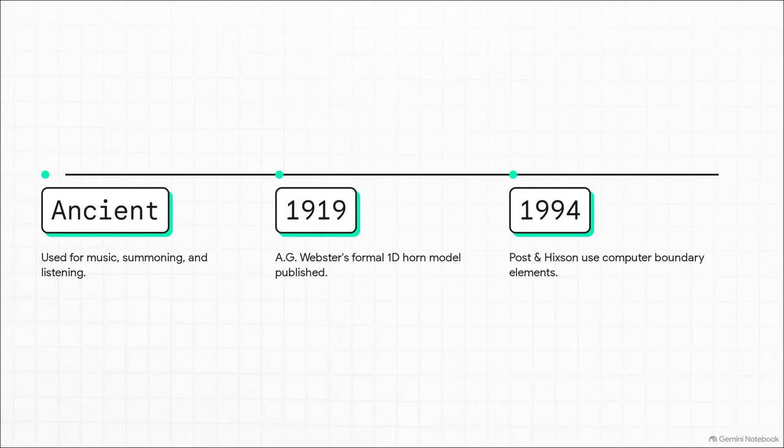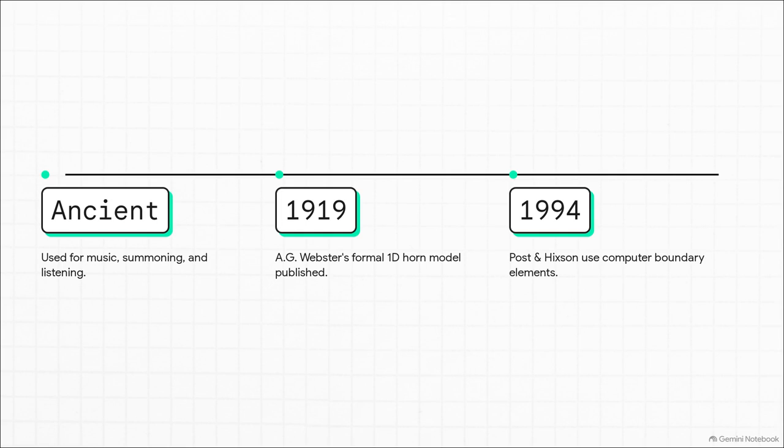So for literally thousands of years, humans have used horns for music, for summoning, and for listening. But horn design was purely trial and error. It wasn't until around the turn of the 20th century, with the invention of audio recording, that the horn's purpose completely shifted. We didn't want the natural, kind of honky resonances of an old megaphone anymore. Engineers suddenly needed precise directivity control and impedance matching for crisp sound reproduction.